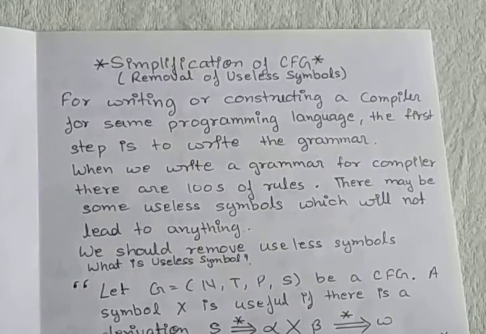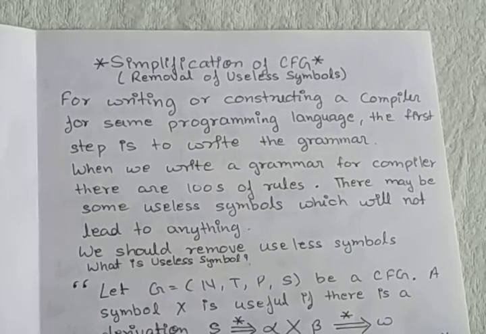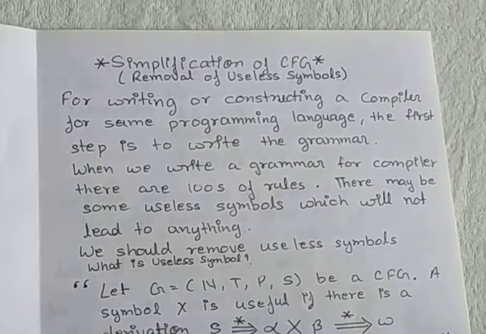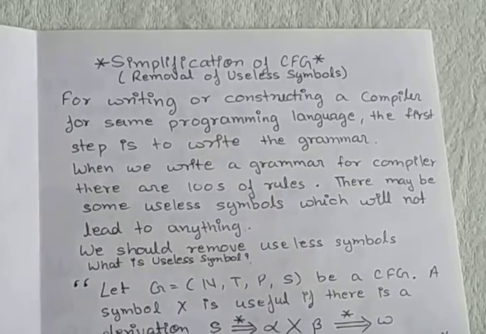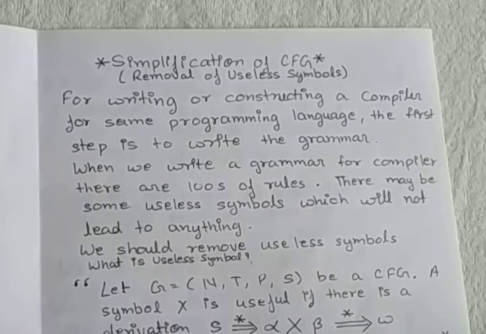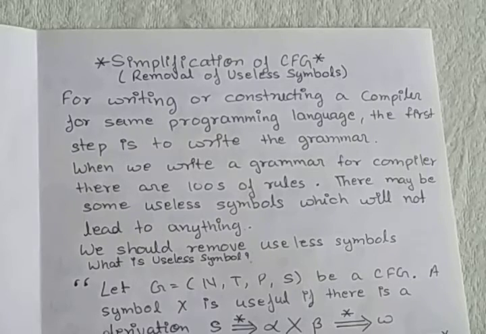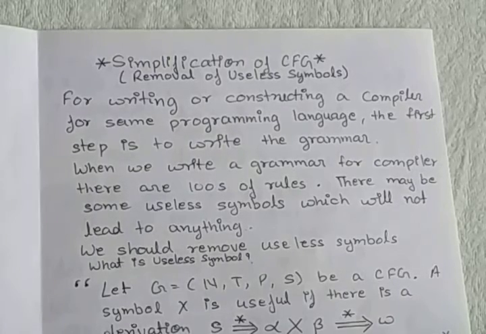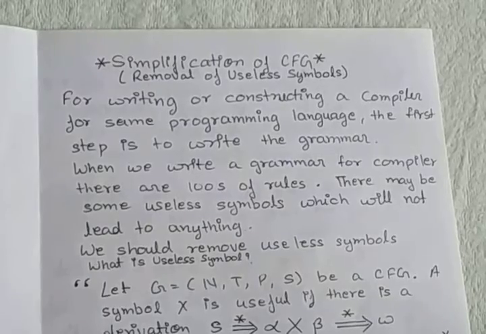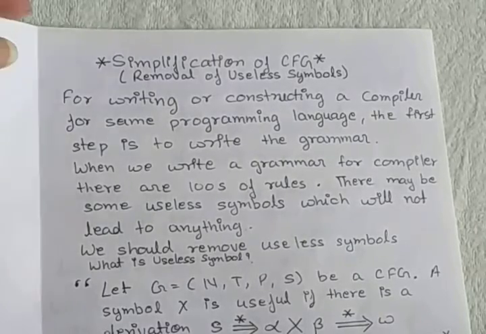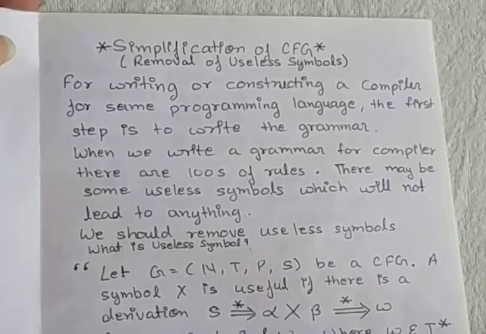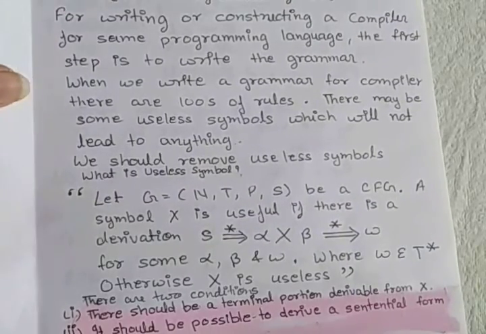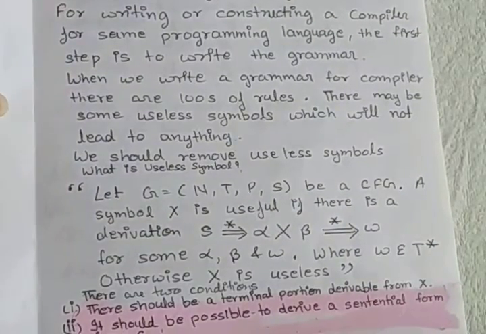In this lecture, we will discuss simplification of grammar, in which we will discuss removal of useless symbols. Now, when we construct a compiler for any programming language, then we need to write a grammar. When we write a grammar, we need to write hundreds of rules. Then there may be cases where some useless symbols occur, so we need to remove those useless symbols. Now, first of all, we should know what a useless symbol is.